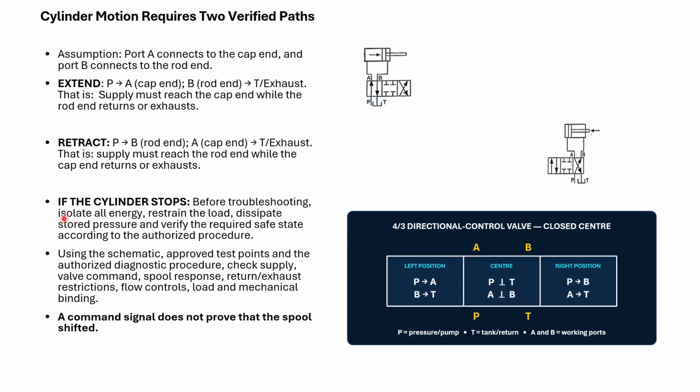Very important. If the cylinder stops before troubleshooting, isolate all energy, retain the load, dissipate stored pressure, and verify the required safe state according to the authorized procedure. Using the schematic, approved test points and the authorized dynamic procedure. Check the supply valve.